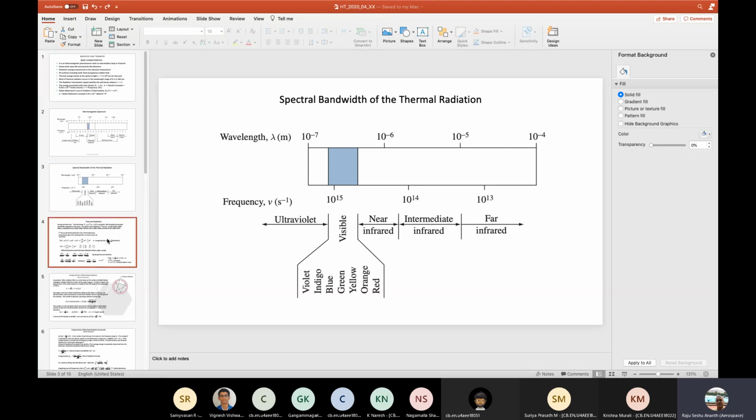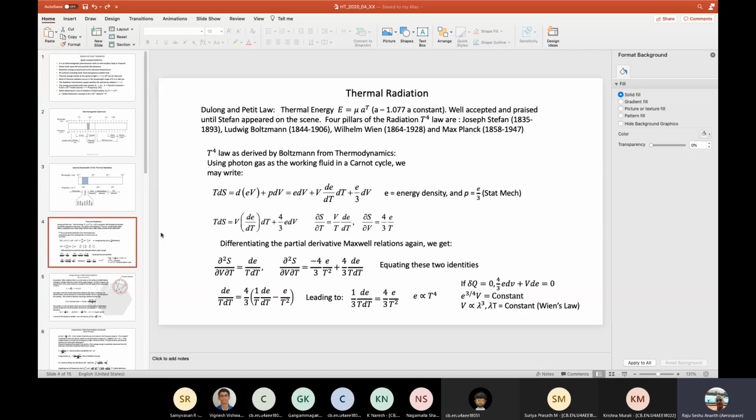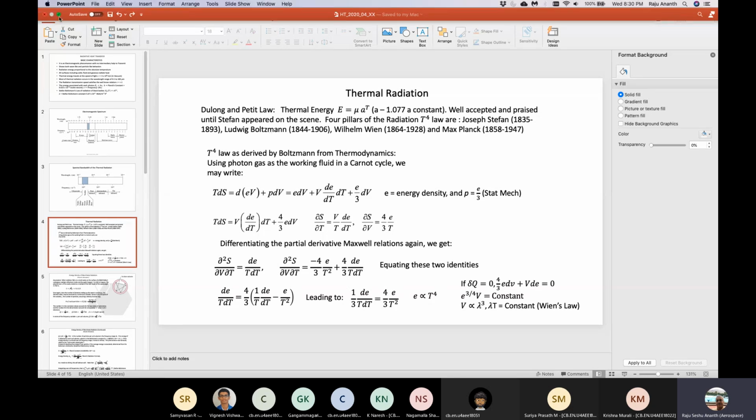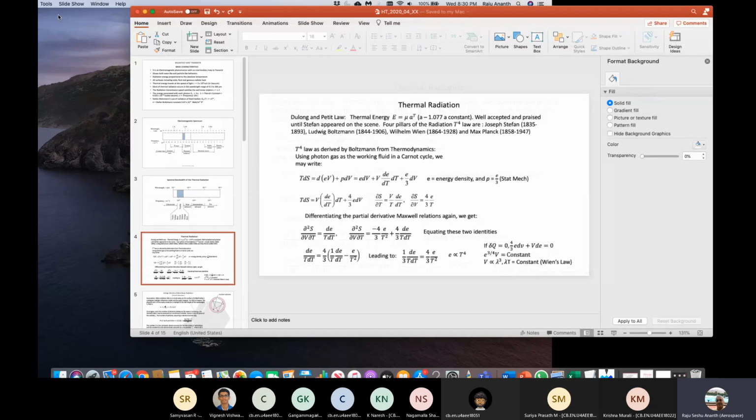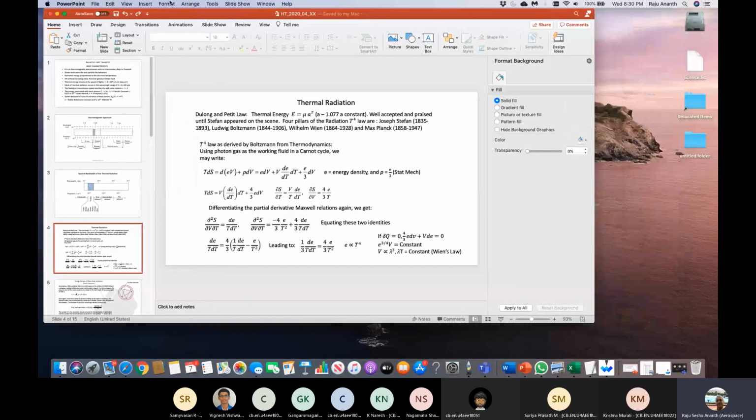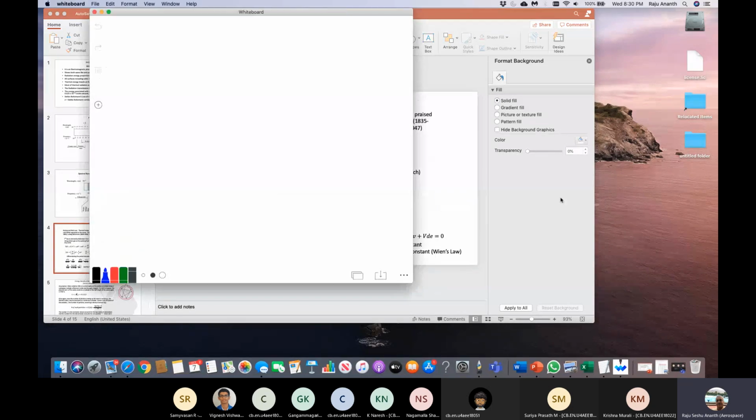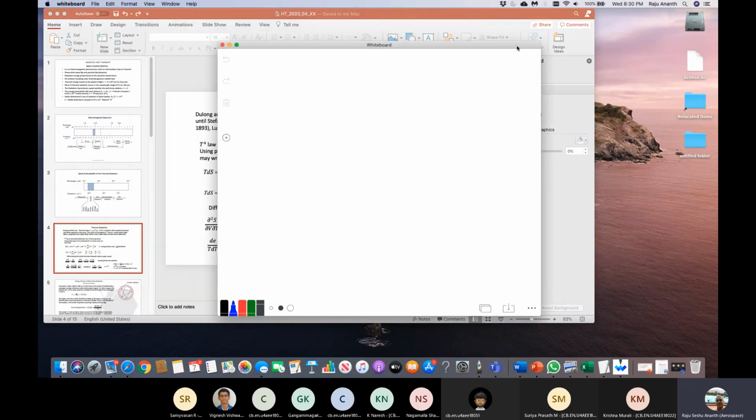historically speaking, we want to look at Stefan's prediction that the radiation energy is proportional to T to the power of 4. He didn't believe it himself, but he was trying to understand it. He wanted support. So Boltzmann supported him very well, and he derived, using thermodynamic principles, how thermal energy is proportional to T to the power of 4. So let's do that very quickly here, how he derived it.